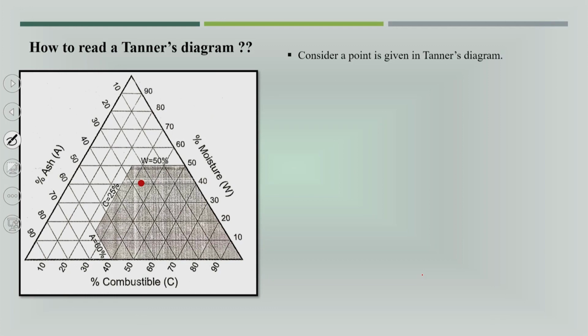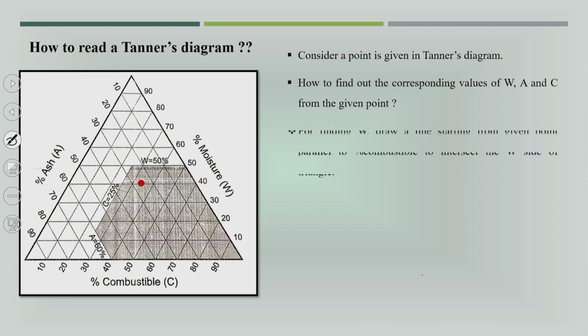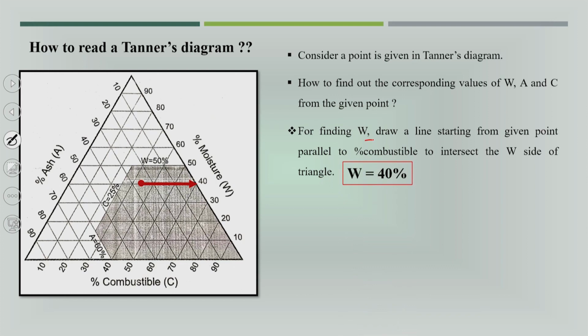Based on that, we can know how much the moisture content, ash content, or combustible percentage is. First, to find W, draw a line like this, from the given point parallel to the percentage combustible line, to intersect the W side of the triangle. So, this will be the W value: moisture content is 40%.